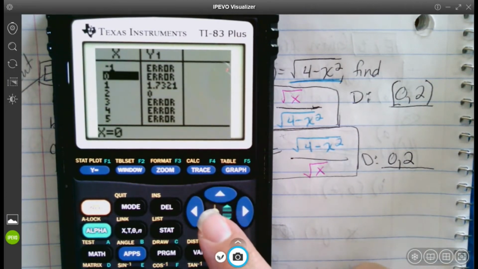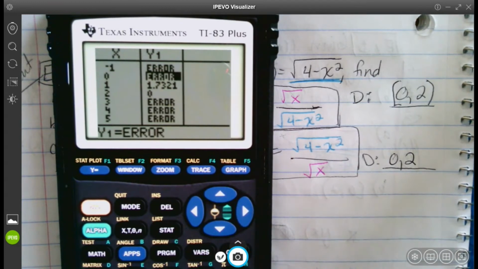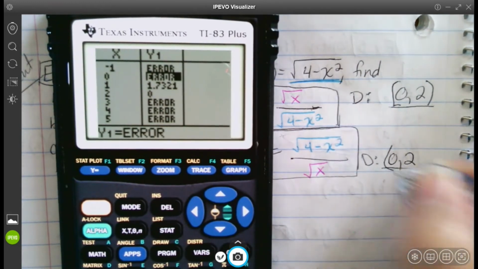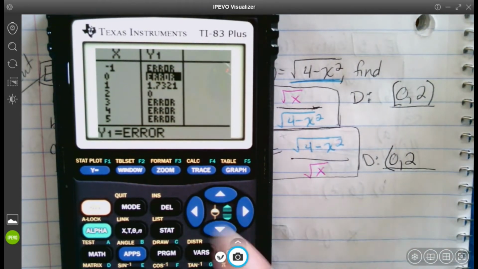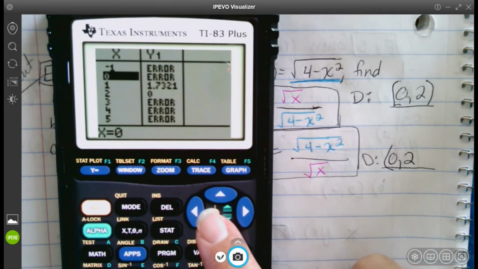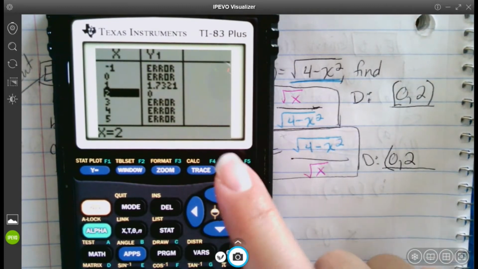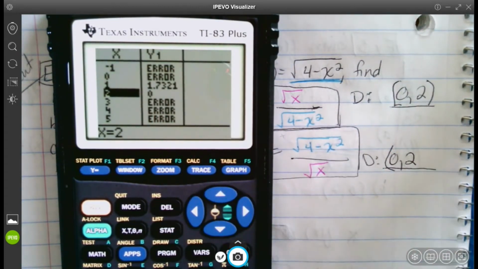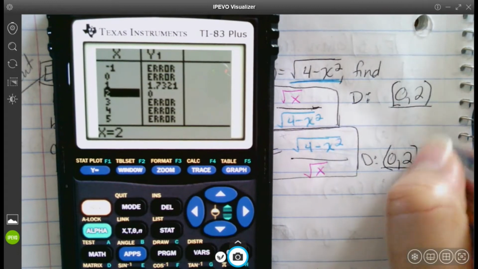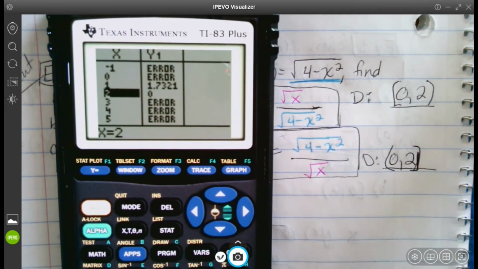Okay, so in this one, 0 is an error, which means we have a parenthesis there. It's just getting really close to it. And in this one, 2 is equal to 0. So that means at x equals 2, we have an x-intercept. Y is equal to 0. Okay, that's what I meant to say. Y equals 0. So here we do have a bracket. We do have a point there.